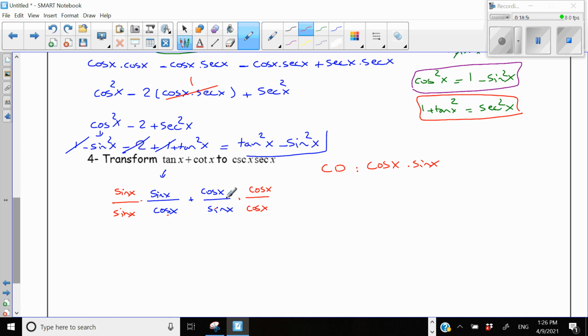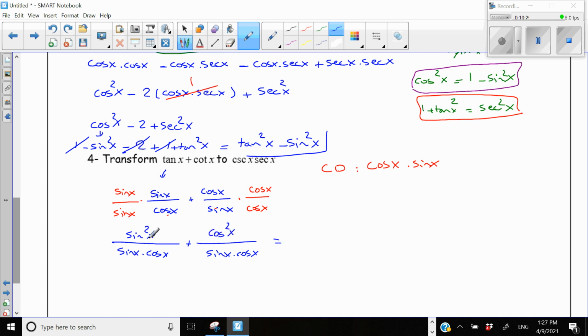Okay, so let's see, what do we have now? I'm going to simplify that. The first fraction will be sine of x times cosine of x in the bottom. And top, we have sine x times sine x, which will be sine squared of x, plus the second one. The denominator is, again, sine of x times cosine of x. And the top is cosine times cosine, which is cosine squared of x.